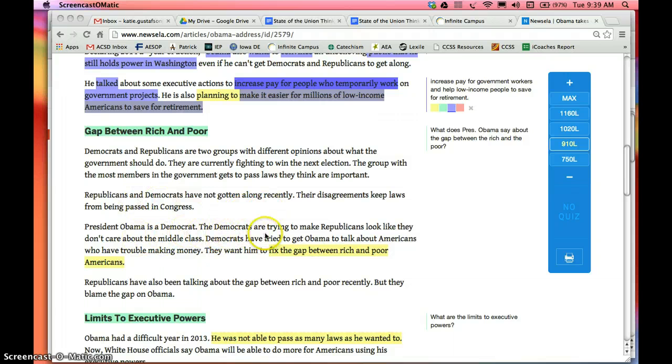The Democrats are trying to make Republicans look like they don't care about the middle class. Democrats have tried to get Obama to talk about Americans who have trouble making money. They want him to fix the gap between rich and poor Americans. What does President Obama say about the gap between the rich and the poor? Does this section answer that question? It tells me that President Obama is a Democrat.